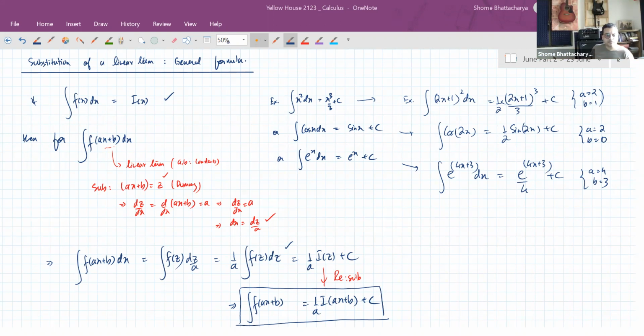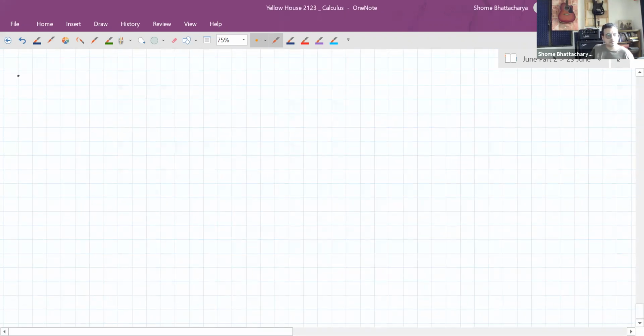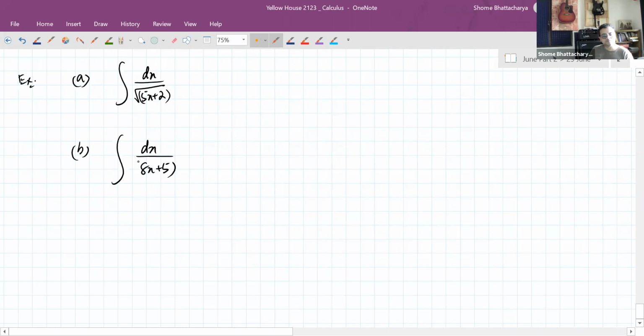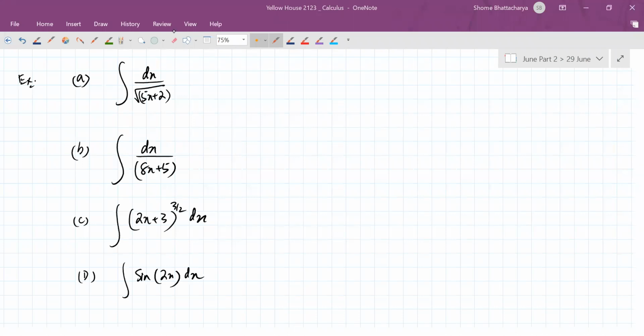Okay, so I hope these are quite clear. We can check out some simple examples based on this. Okay, so if you go with the direct formula method, you can see these are almost one-line solution questions. Just try to work them out.